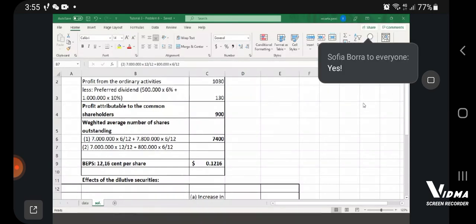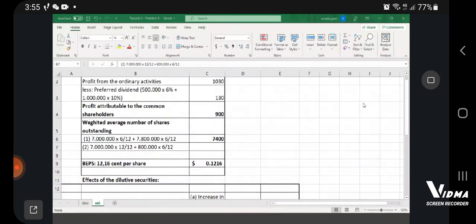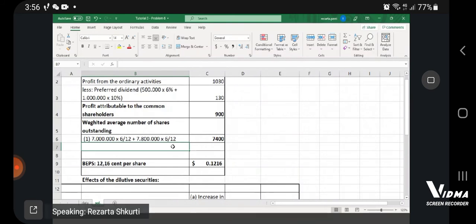This is, like we said, we have 2 different ways to calculate the weighted average number of shares, okay? Now, the first one, the one that is clear for you, is when we consider the specific periods of time with the correct total amount of shares that are outstanding. So we know that for the first 6 months we have only 7 million, and for the other 6 months we have 7,800,000. So this is understandable for you.